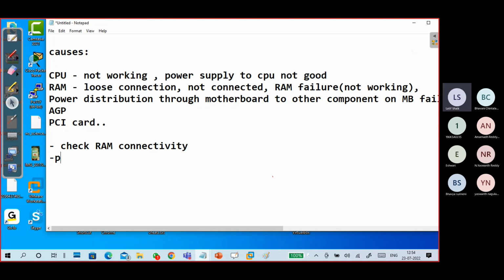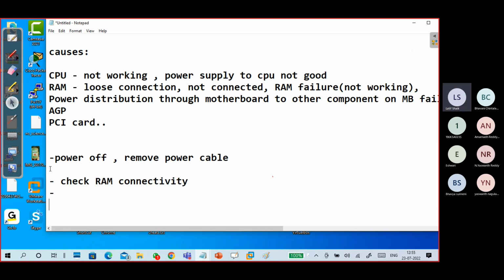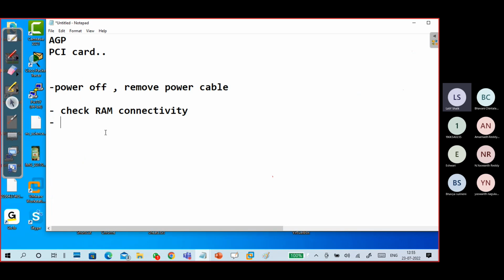First of all, power off. Next, remove the power cable. First of all, remove the power cable, so don't give any power supply. Next, for any troubleshooting, first power off the system and remove the power supply. Then check the RAM connectivity first, because RAM is a loose part on the motherboard. It causes these kinds of problems many times.